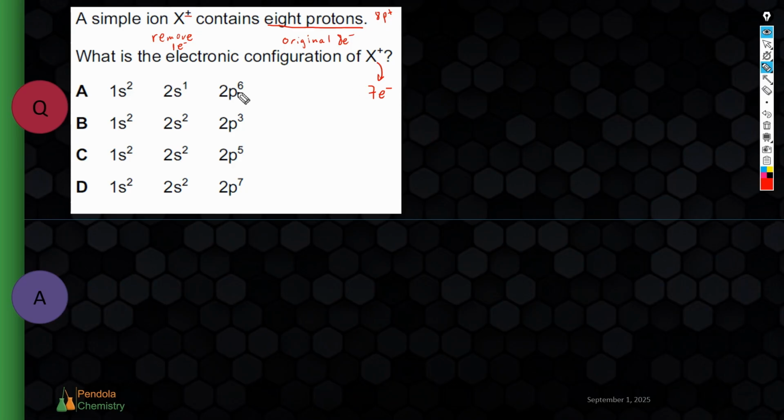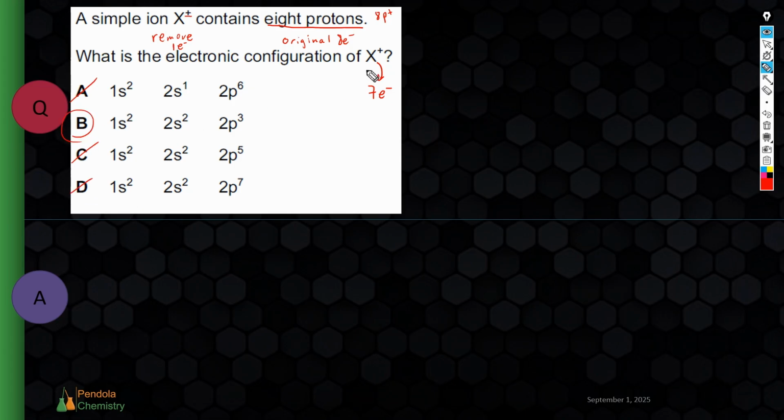Well, from there, we can actually go through these without even doing the electron configuration and look at which of these have 7 electrons, because any that don't are not going to be the answer. So if we look at A, we have 6, 7, 8, 9. So that's not the answer. We have B, 3, 4, 5, 6, 7. So B could be the answer. C: 5, 6, 7, 8, 9. So that's not the answer. And then D has 7, 8, 9, 10, 11. So that's not the answer.